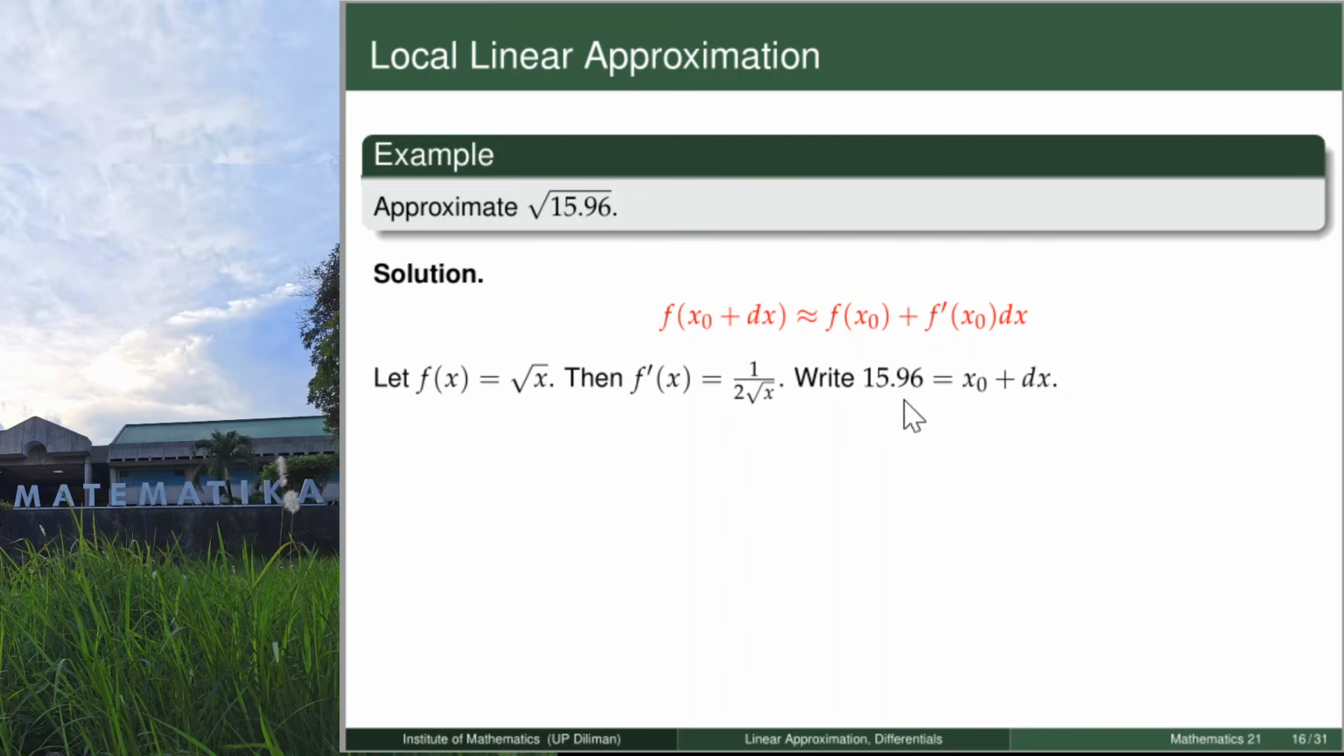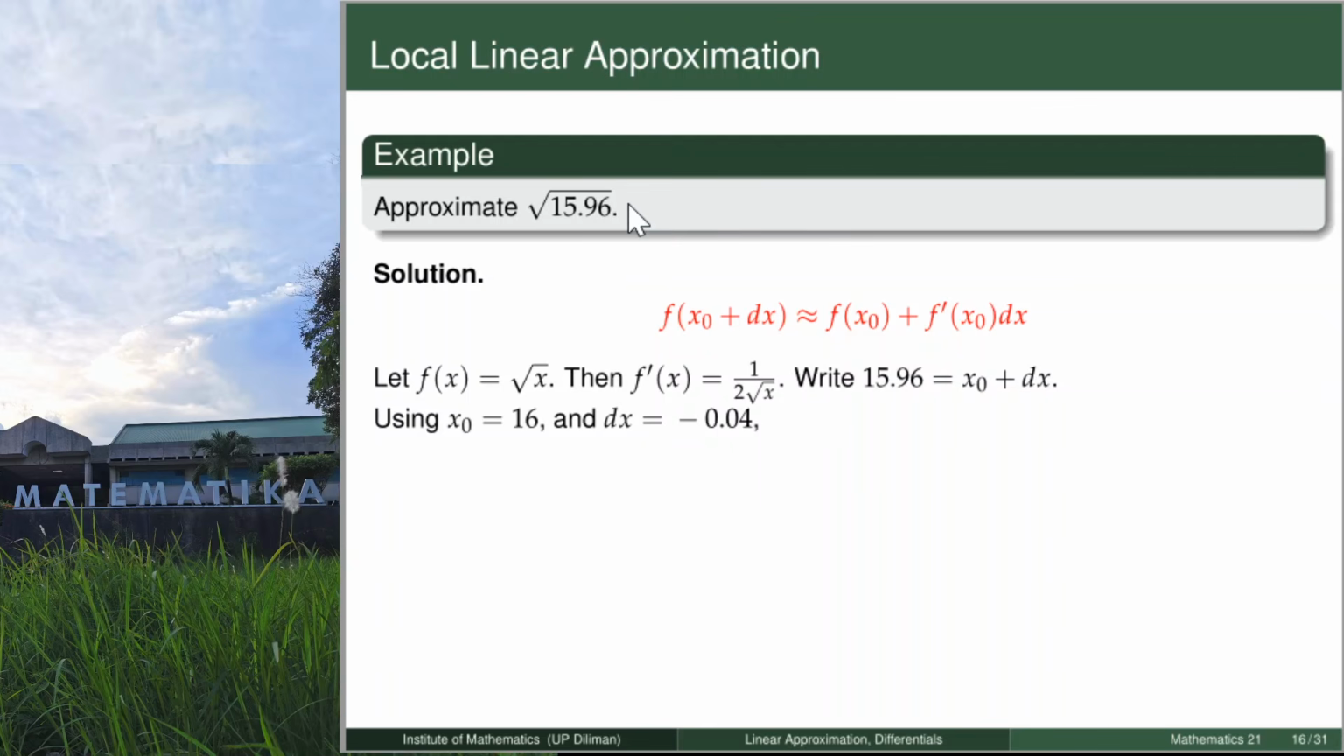It is 16. So if this is 16, then obviously your dx must be negative 0.04. If it's not that obvious, then what you can do is write 16 here, transpose it to the left, then 15.96 minus 16 is just negative 0.04. So using these two, we are ready to use the formula.